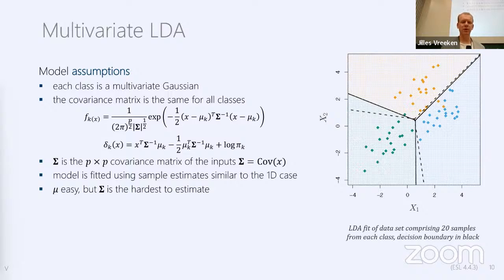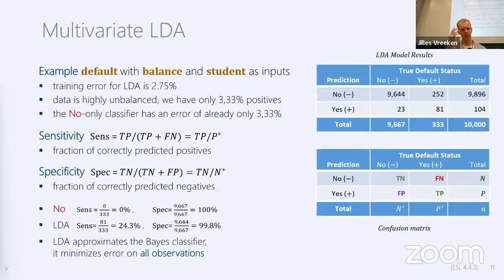Let's first go into an example. This one I perhaps should have animated a bit, but okay. So now we want to predict again if somebody is going to default, if they're not going to pay back their loan, right? And we take the credit balance and whether somebody is a student as inputs. And what we see is that the training error for LDA is 2.75%.